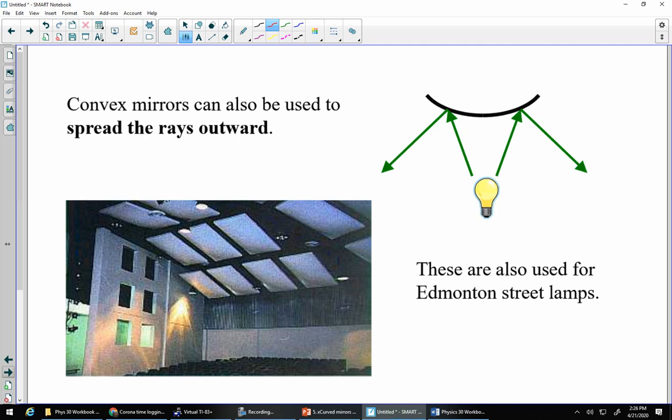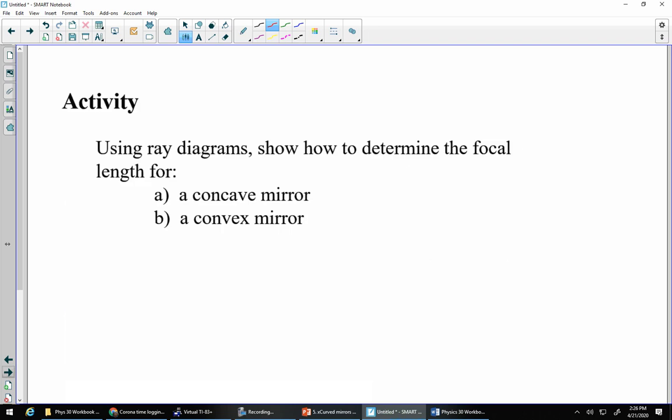We also see these in Edmonton street lamps, so a place where we'd want to spread the light out as much as possible. Again, for sound, we see them inside of theaters, so the light, or sorry, the sound waves come up, and then they spread out to fill the theater. So perfect, we've got them there.